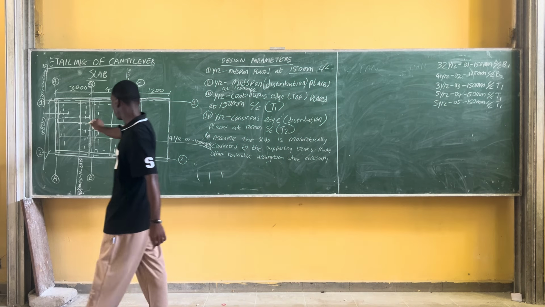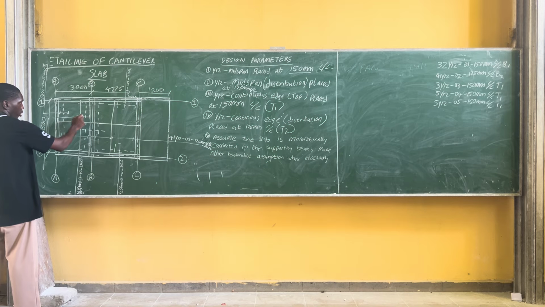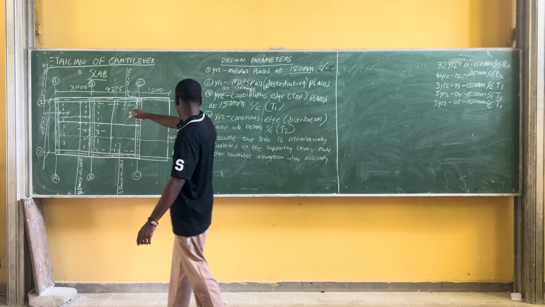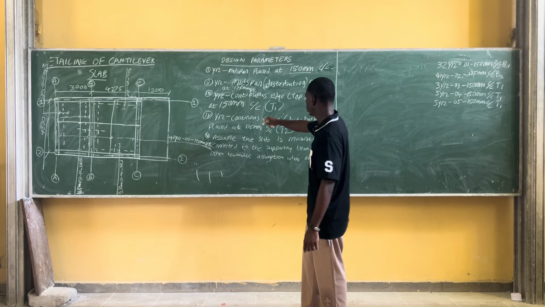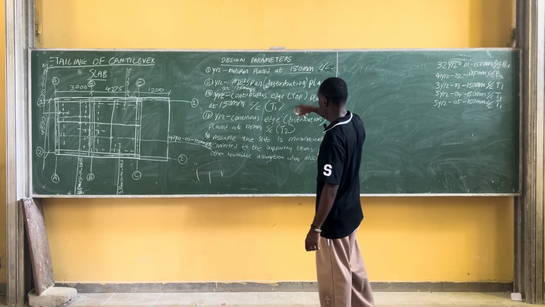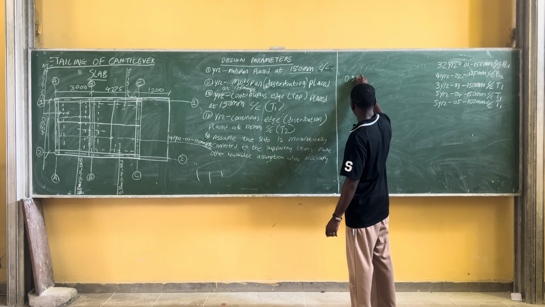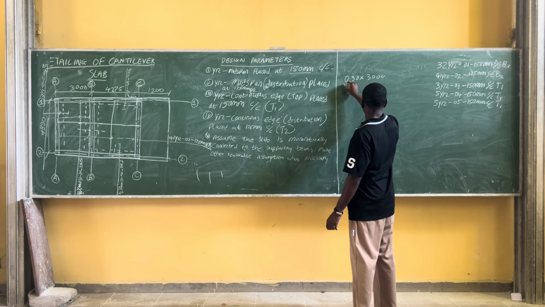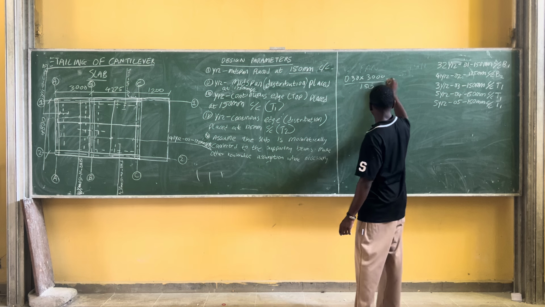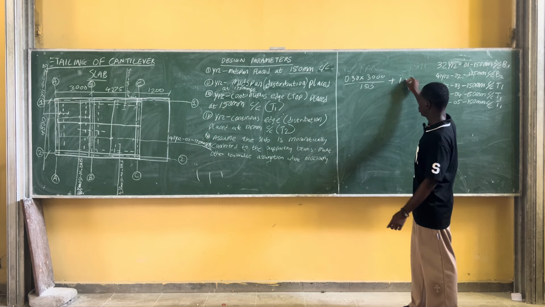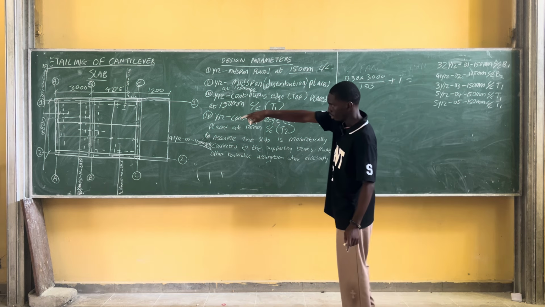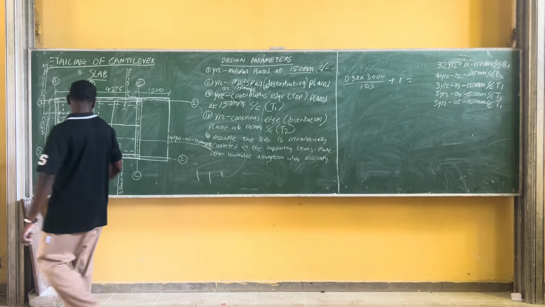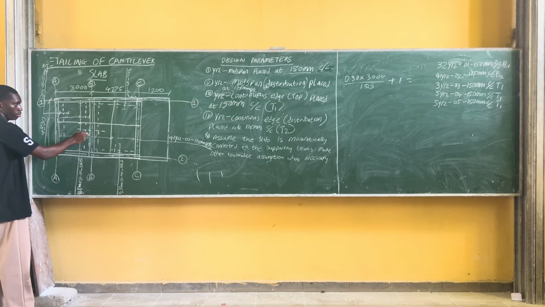So for us to get this reinforcement spanning from here to here, it is 0.3 times our span divided by our spacing, which is 150 mm, plus 1. Our span, given as 3000, divided by our spacing, 150, plus 1. What are we getting? Then we'll do for the other part again, this reinforcement spanning from here to here.